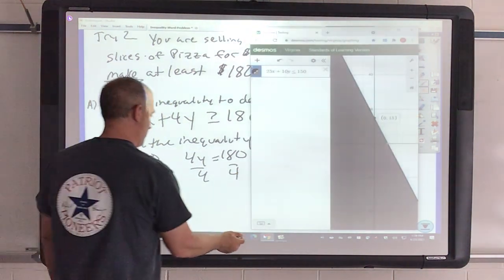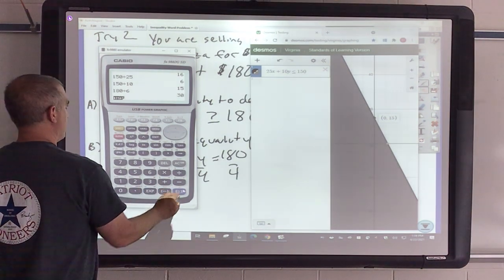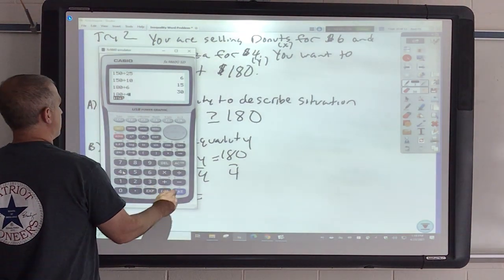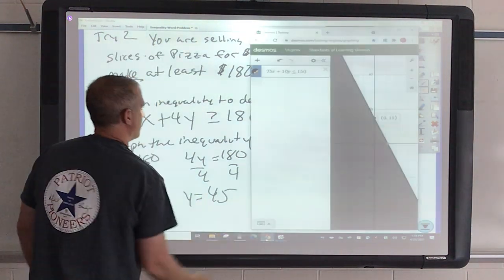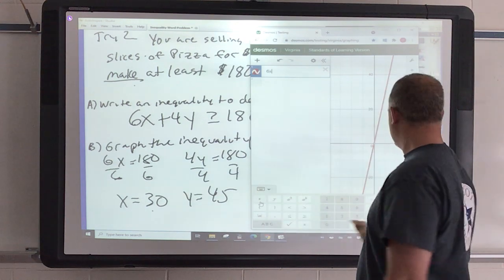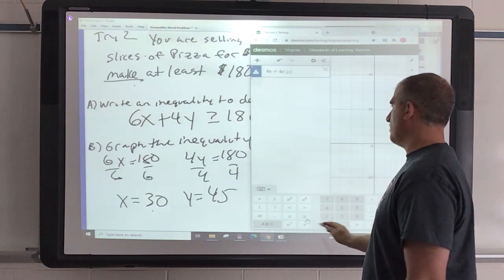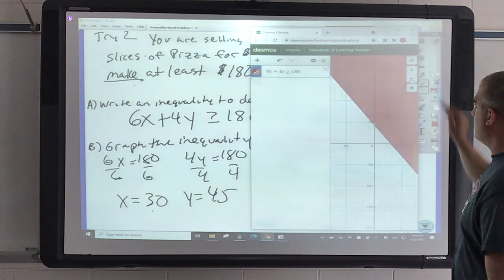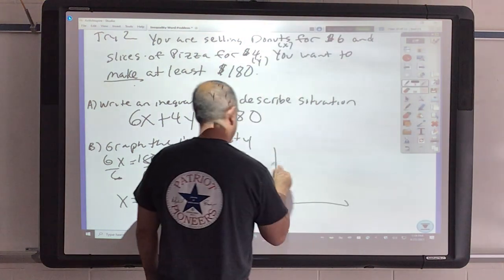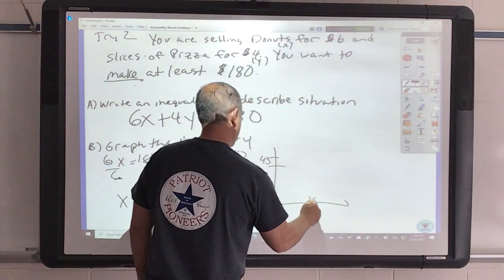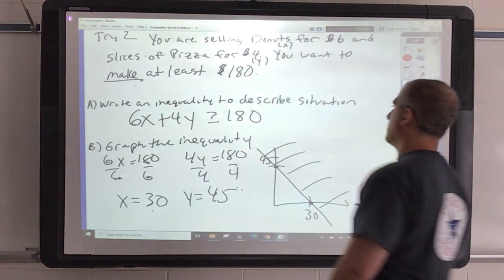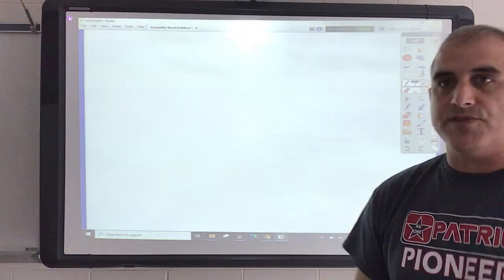I have 180 divided by 6 is 30. 180 divided by 4 is 45. Okay, going to Desmos here. So I have 6x plus 4y greater than or equal to 180. I'm going to zoom out here. I have 30 on the x, 45 on the Y. Once again, solid line, where is it shaded? It's shaded above. Okay, so that is the word problems for inequalities.